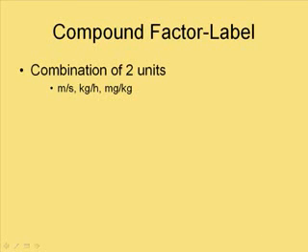Okay, so now we should reach out and crank that difficulty meter one more notch to the right. You've done one-step problems. We've done two-step problems. Now it's time to do compound factor label. Compound factor label is a combination of two units. Examples are units for speed, like meters per second, or kilograms per hour, or even milligrams per kilogram. Combinations of two units in one problem.